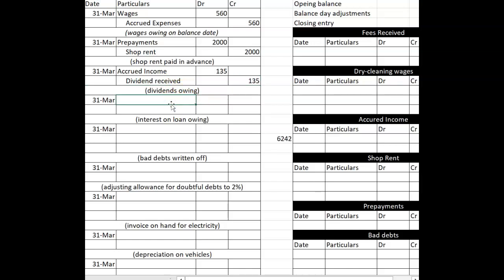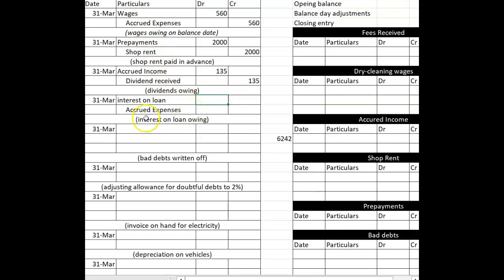Right, interest owing on loan. Again, this one's accrued expenses. So we're going to debit the interest on loan, and the credit, making sure you indent, the interest owing on loan. See, I haven't done that one, so you might have to go back and add this to your trial balance.